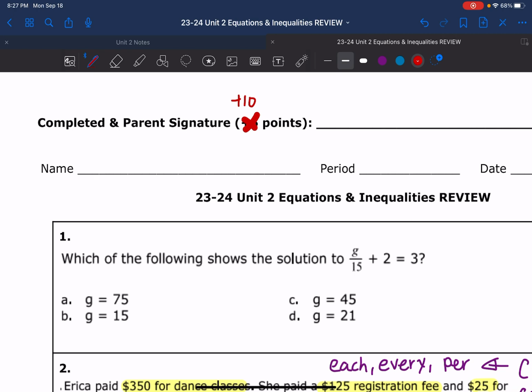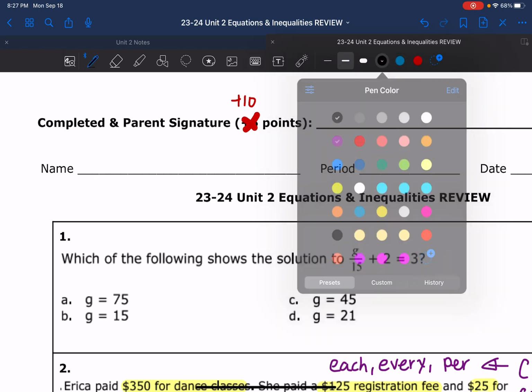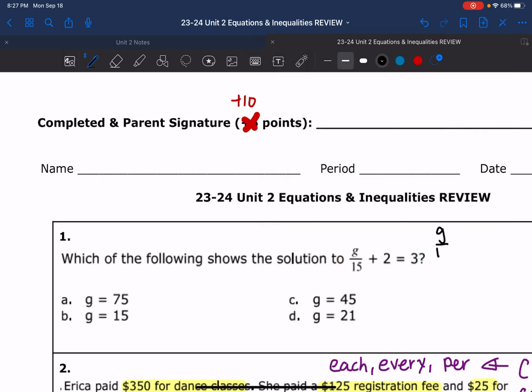Okay, here let's go ahead and look at number 1. We have g divided by 15 plus 2 is equal to 3. So the first thing that we want to do is get rid of the constant, which is positive 2. It's adding 2, so we're going to subtract 2. That is going to be a 0 pair. We have g over 15 is equal to 1.